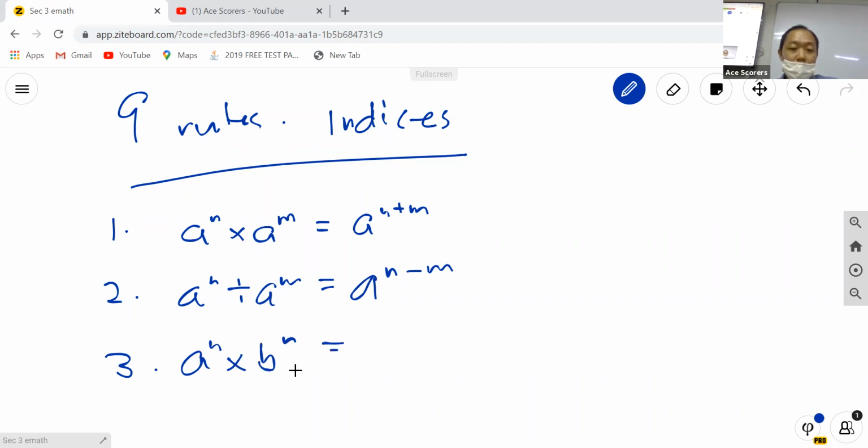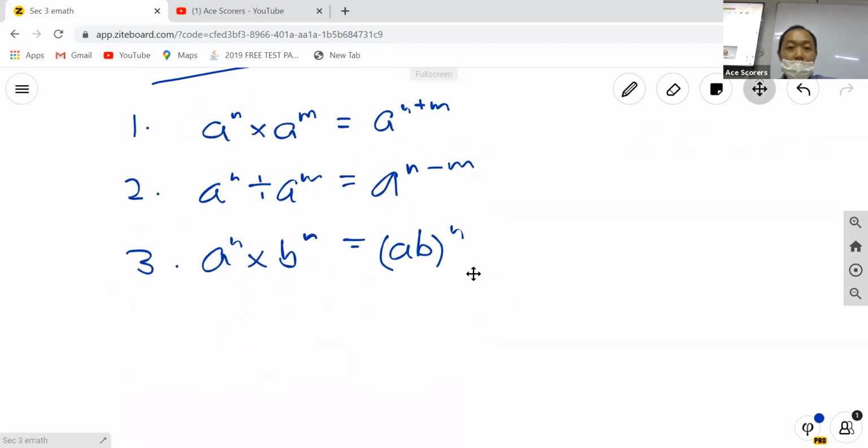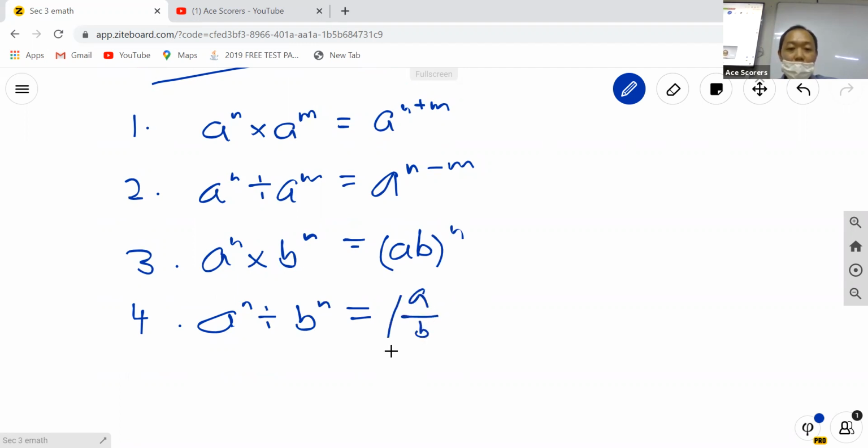Let's ask Elijah, what is this? A b to the power n. Okay, a times b. So the fourth one, a to the power n divided by b to the power n. This is a divided by b, to the power n.